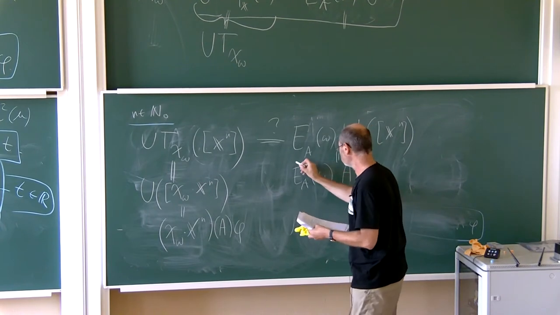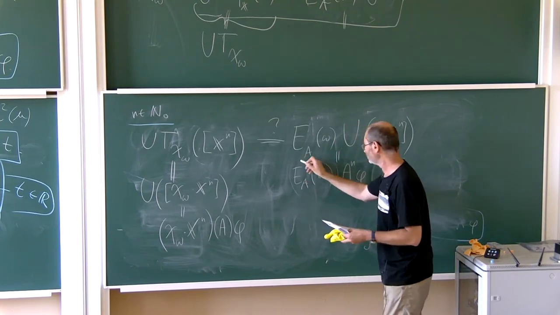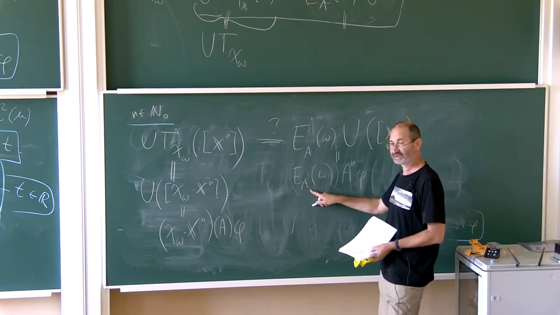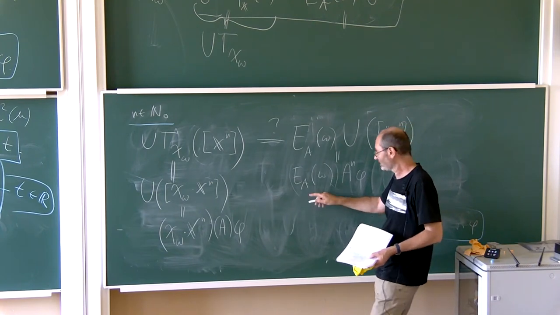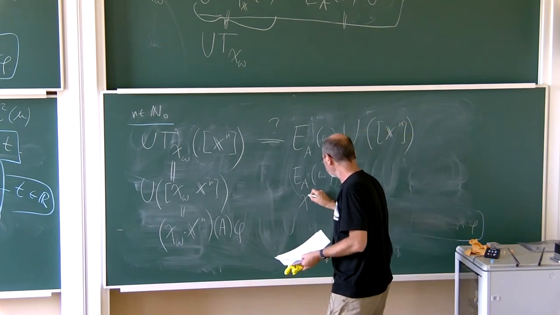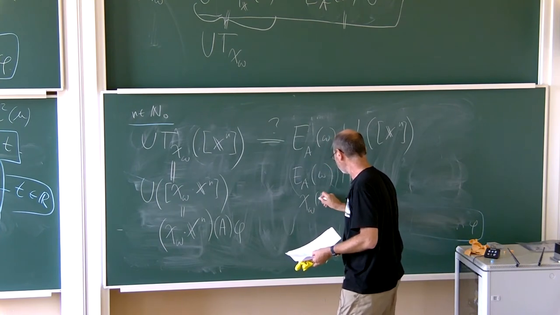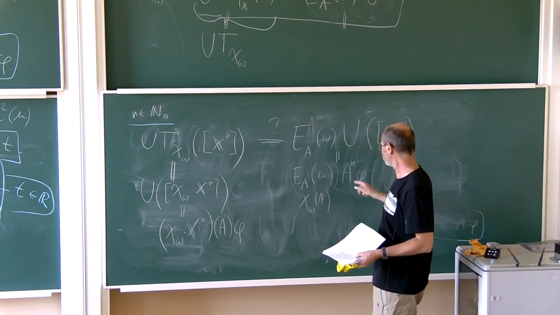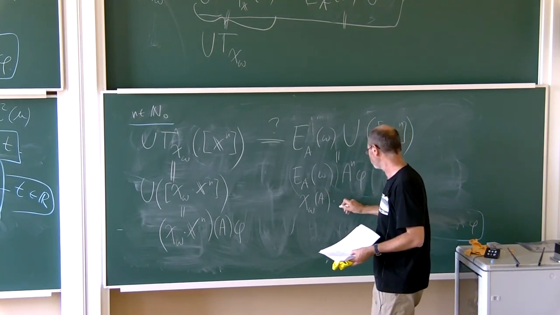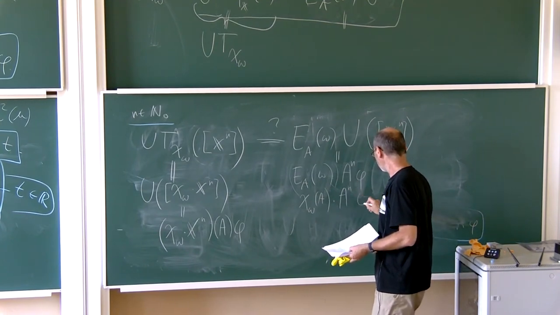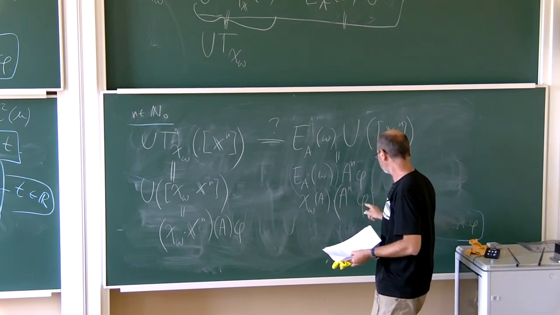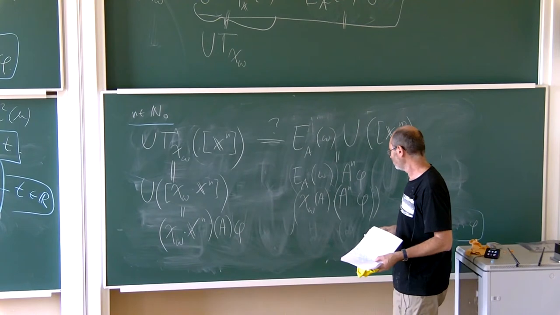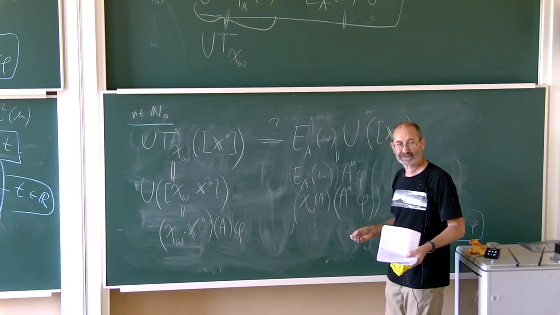Here it is the product of two operators. This is one operator, which is a function of A. What kind of function of A is the spectral projection? It is just the same as the characteristic function of omega of A. This is from spectral calculus. And this is another function of the operator, just a to the power n and phi. So we take first this and then we apply this. So again, we have the functional calculus.